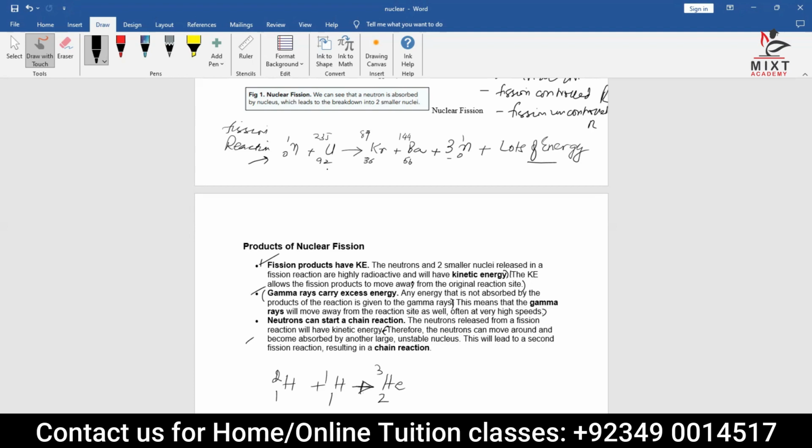It is only for the written case. You can only write gamma rays carrying excess energy. It means that whatever energy is not a part of the product will be a part of the gamma rays.